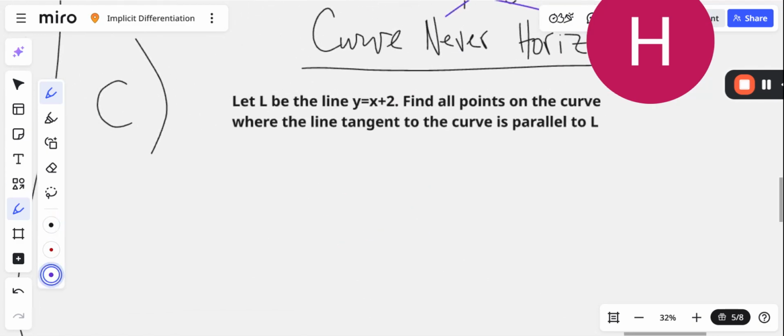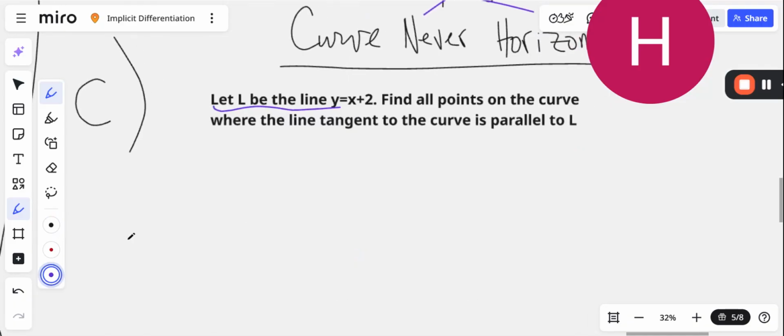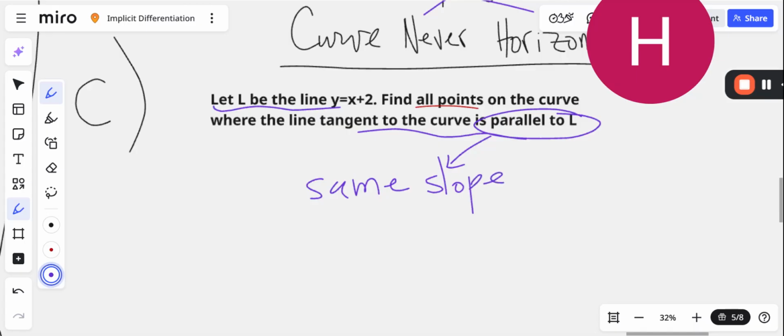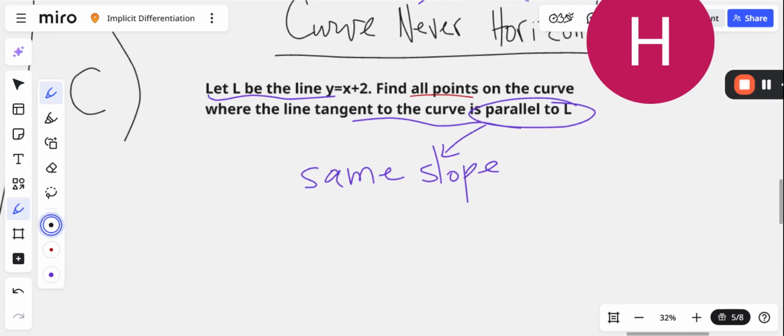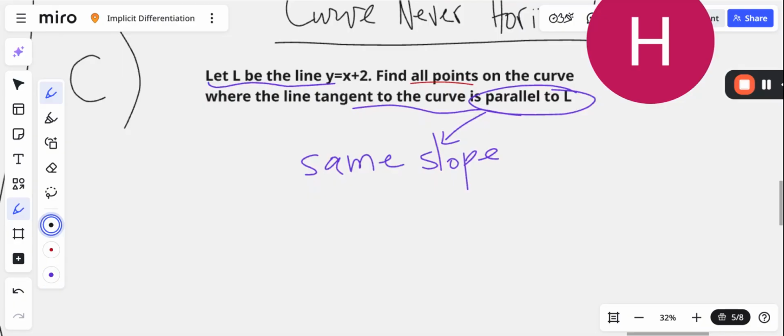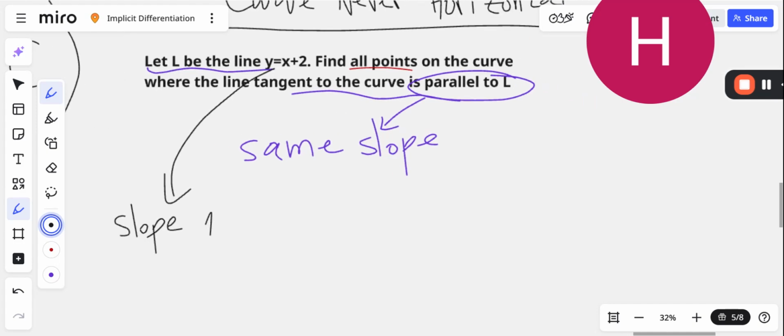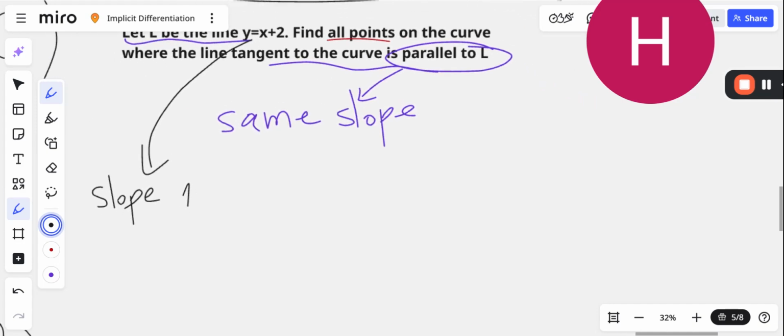All right, let L be the line y equals x plus 2. Find all points on the curve where the line tangent to the curve is parallel to L. Now, parallel also tells you something about the slope. It tells you that it has the same slope. And fortunately, this line is not too crazy. y equals x plus 2 simply has a slope of 1. It's just a line with a slope of 1.